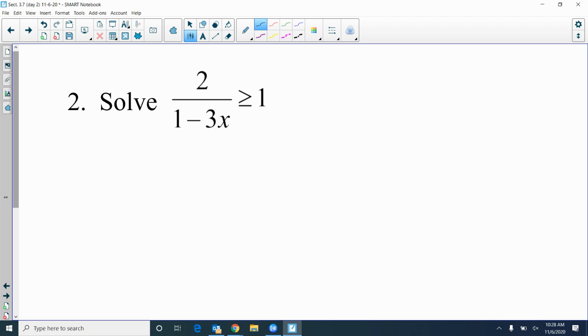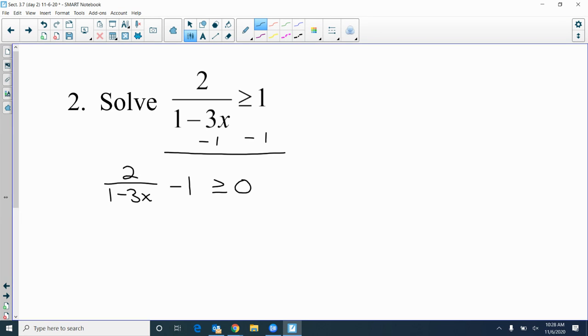Before you start, though, we've got to do something before you get too far. It's got to be 0 on one side because we're testing the breakpoints. We want to know when it's greater than 0 or less than 0. So we've got to make this a 0 over here. So you've got to subtract 1. So you get 2 over 1 minus 3x, minus 1, is greater than or equal to 0. Okay, so you've got to do that first.